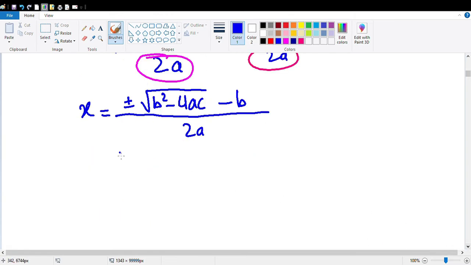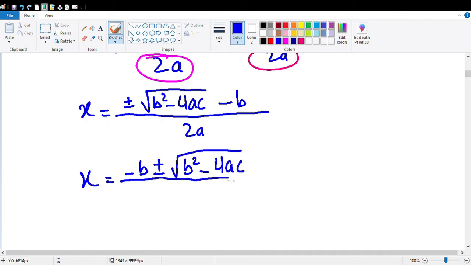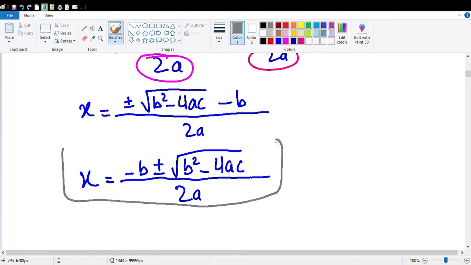And then x will be equal to, again, now I'm just rearranging this, minus b plus or minus the square root of b squared minus 4ac, over 2a. So that's pretty much it. Now this end result is the quadratic formula.